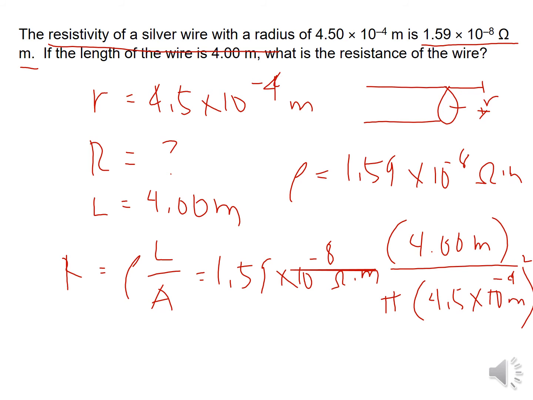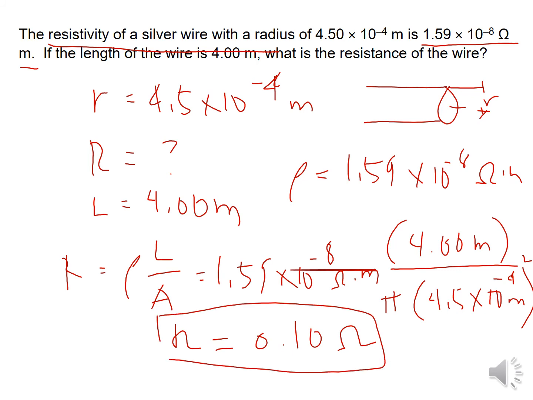Okay, so this is the equation or the solution. Just multiply 1.59 times 10 to the negative 8 ohm meter multiplied by 4 divided by pi multiplied by 4.5 times 10 to the negative 4 meter square. So the value is 0.099 something, or this is equal to 0.10 ohms. So the resistance is 0.10 ohms.